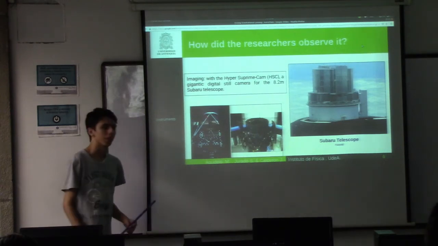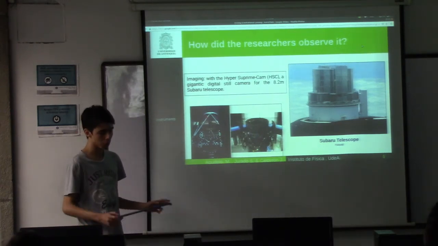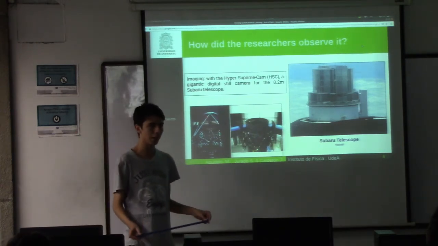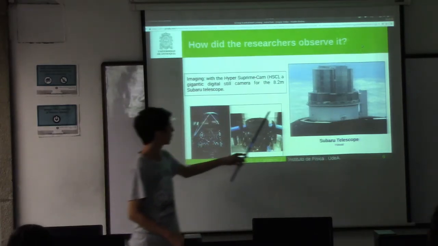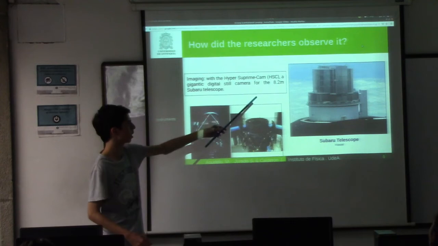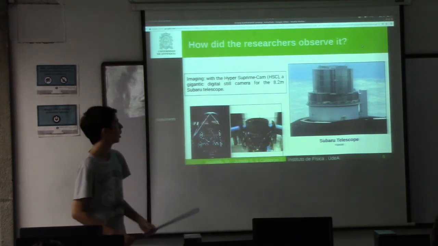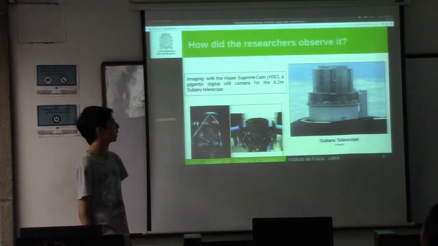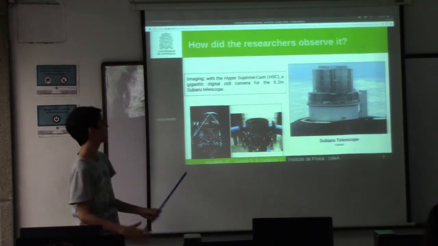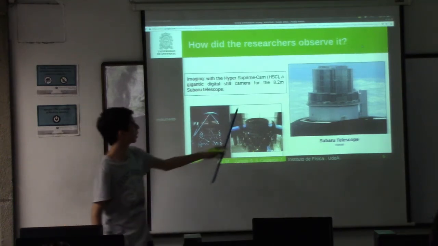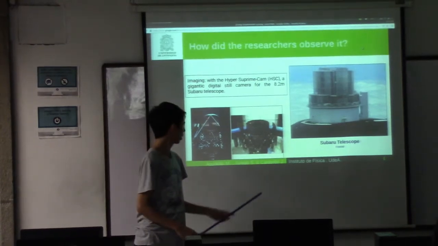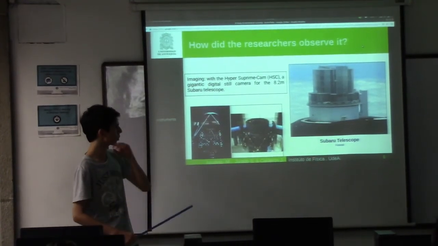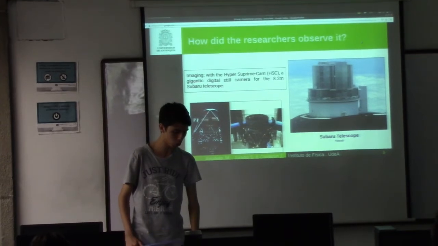Now, the researchers observed this lens with the Subaru telescope, especially with the Hyper Suprime-Cam, or HSC. It's a huge camera, and they used it on the Subaru telescope, which is 8.2 meters in diameter. And these are some photos of the instruments they used to take these images.